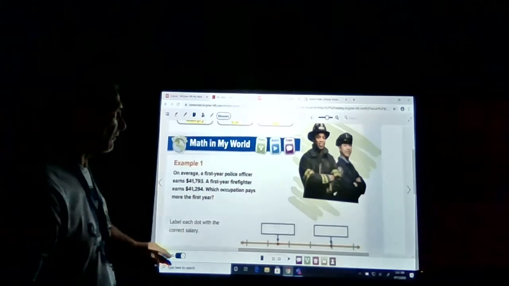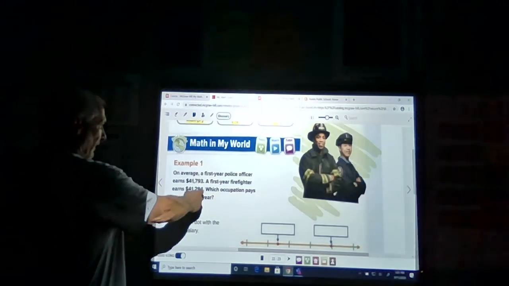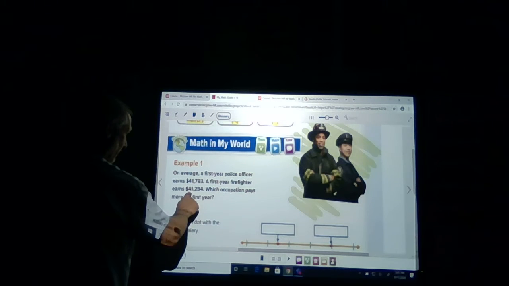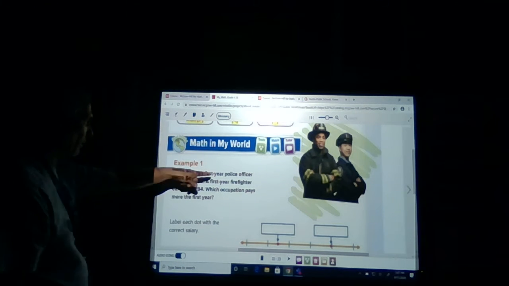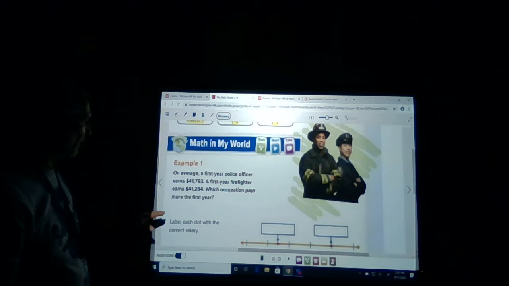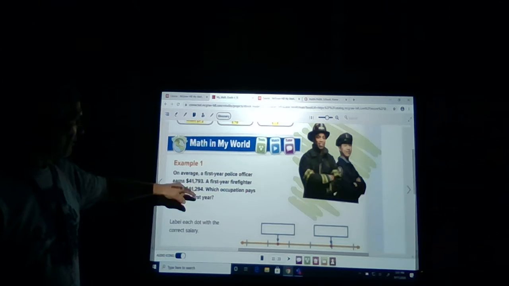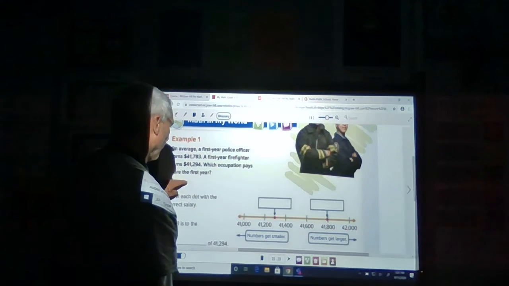Let's get started. We have a police officer and we have a firefighter. Well, the firefighter, on average in the United States, makes $41,294, and a police officer, on average, all over the United States, some states pay more than others, makes $41,793. We're going to use a number line, and here's what I'm talking about.